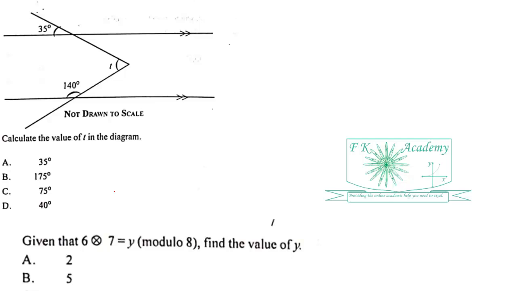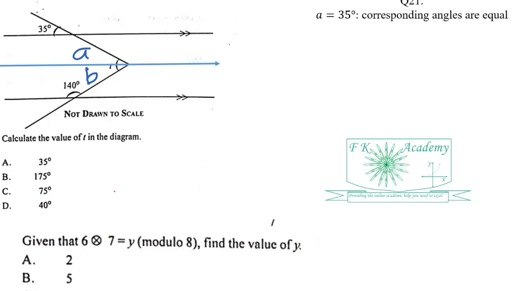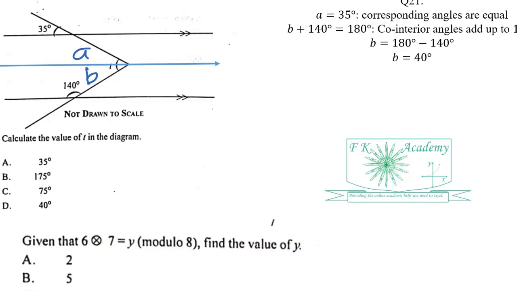Calculate the value of t in the diagram. So we introduce another parallel line and divide the angle into A and B. We find the value of A and B. Then we add them to find the value of t, which is 75 degrees.